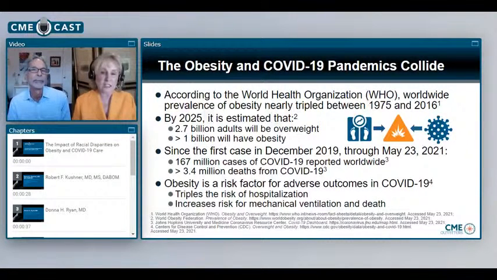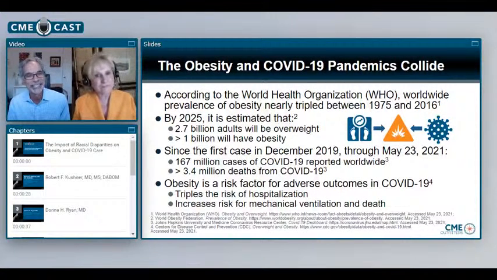You know, it's not just in the United States. Granted, we have 42% of our adult population with a BMI of 30 or higher, but it's a global problem. Worldwide, the prevalence of obesity has nearly tripled since 1975. And it's estimated that by 2025, there are going to be 2.7 billion adults with overweight and more than 1 billion adults with obesity.